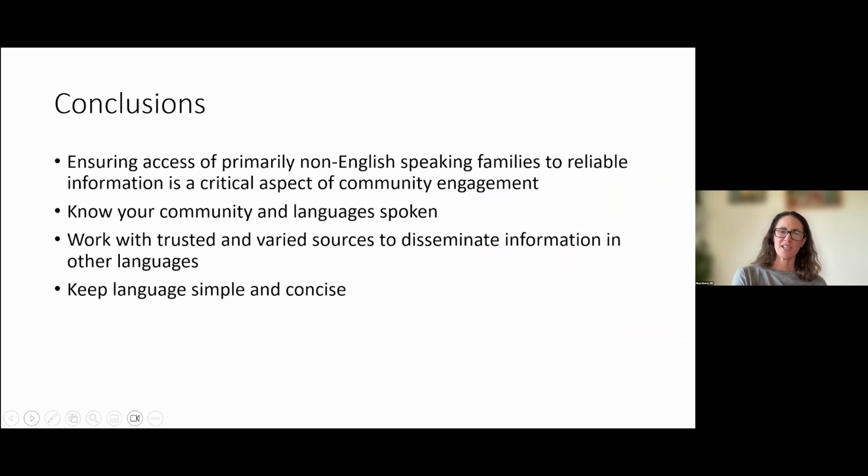Okay, so I was trying to keep this pretty short and sweet. Our conclusions are we want to make sure that we have access of primary non-English speaking families to reliable information. It's a critical aspect of community engagement. To do this, we have to make sure we know our community and the languages spoken there. We have to work with trusted and various sources to disseminate information in other languages, and in doing so, keep our language really simple and concise.